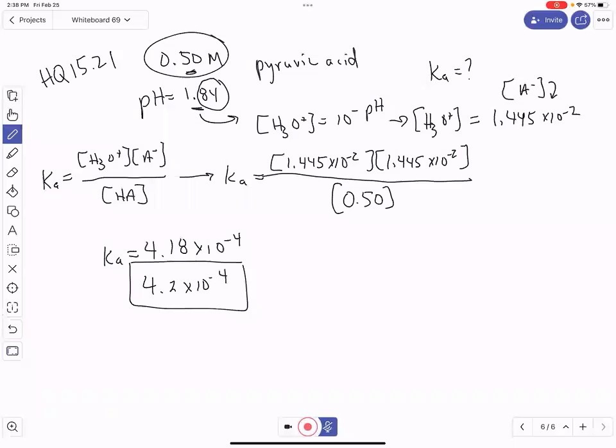We can make that assumption about 0.5 because it's a weak acid. So we don't have to worry about what goes into solution. And just say that whatever that value is, it's small enough that basically it's going to be the same as 0.5 at equilibrium.